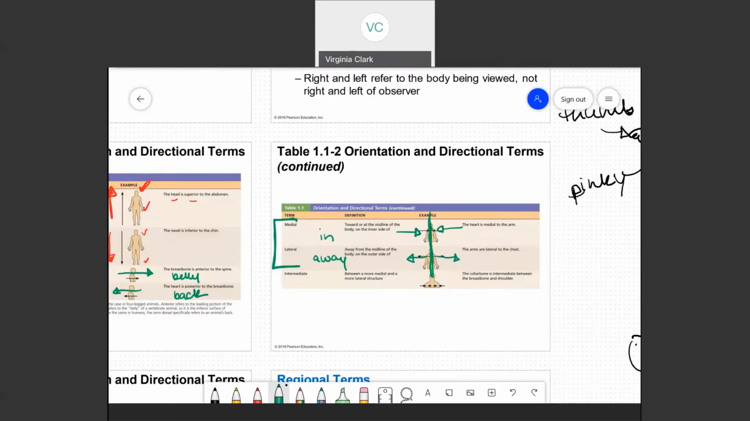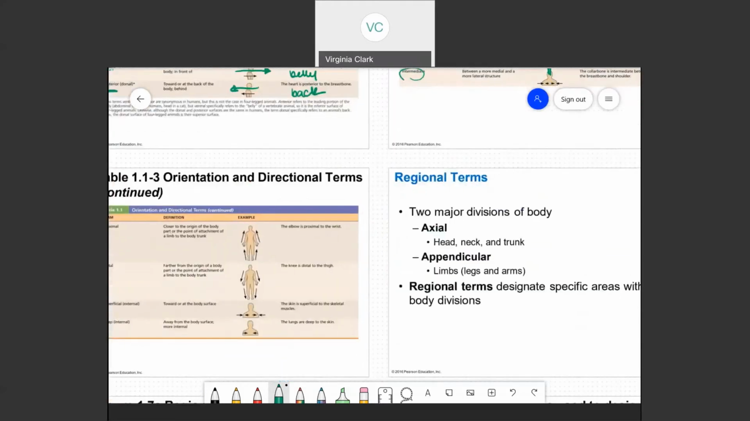Another example is intermediate. We don't use that one a whole lot, so there's not going to be a lot of terms where that's used, but that's going to be the structures that are kind of in the middle, and it's a little bit more unclear about what's going on. Okay, there's a couple other structures that you need to know.